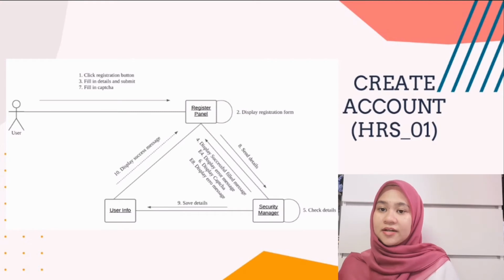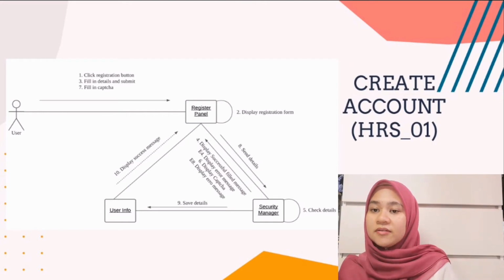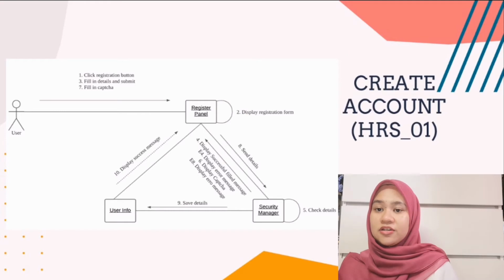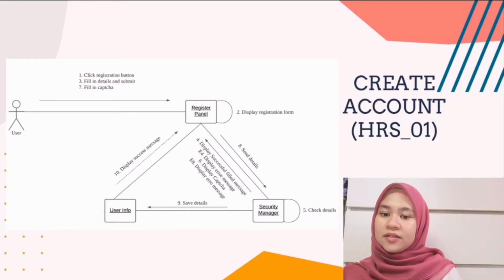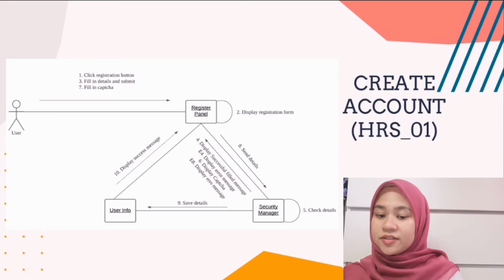In this diagram, it has one actor, which is the user, and three objects that consist of register panel as the boundary object, security manager as the control object, and the user info as the entity object. The messages sent to the register panel from the user are click register button, fill in the detail and submit, and lastly, fill in the CAPTCHA. At the register panel, it will send a return message to display a register form.